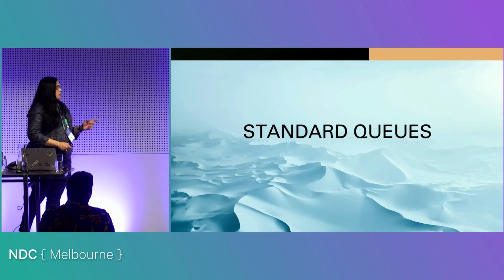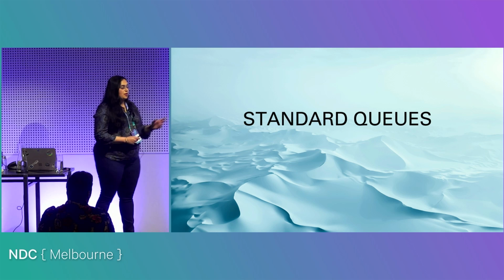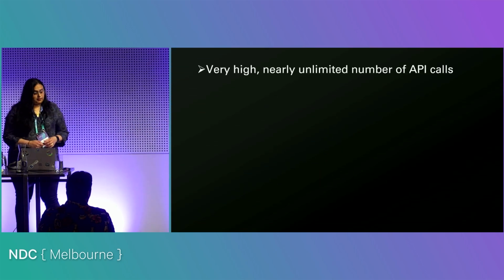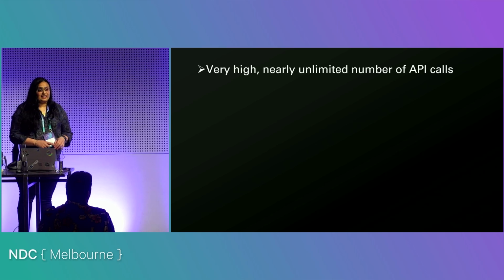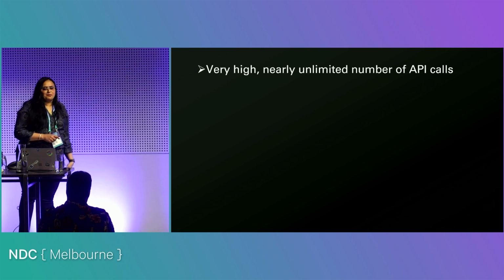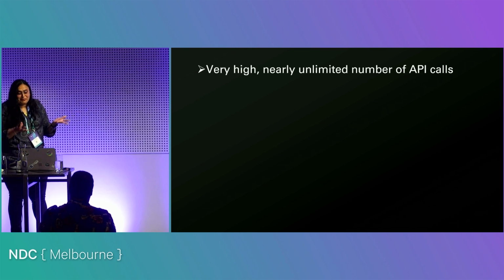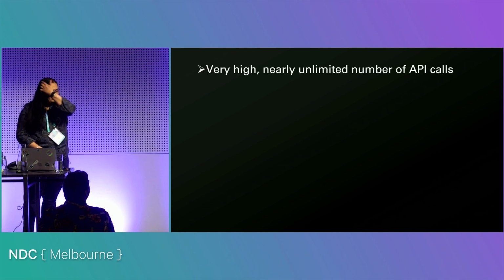One of the features of SQS that I want to start talking about is standard queues. Very useful because it gives you a very high, nearly unlimited number of API calls. Have you heard of Hermione talking to the headless ghost, the nearly headless ghost? Nick, that's what this makes me think about. Nearly unlimited throughput. I don't know what that means, but I'm just going to go by the documentation.